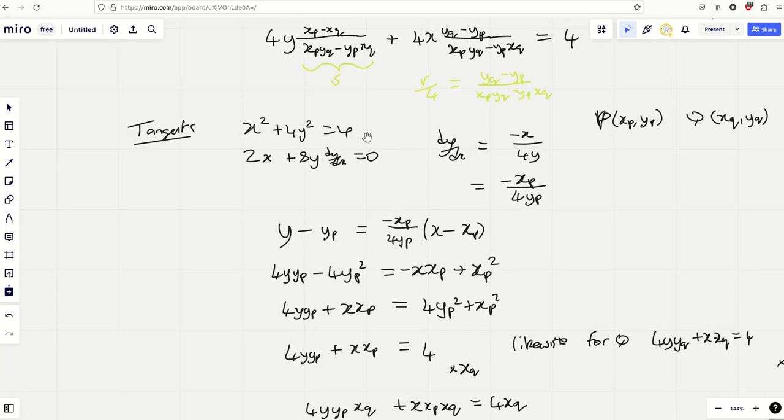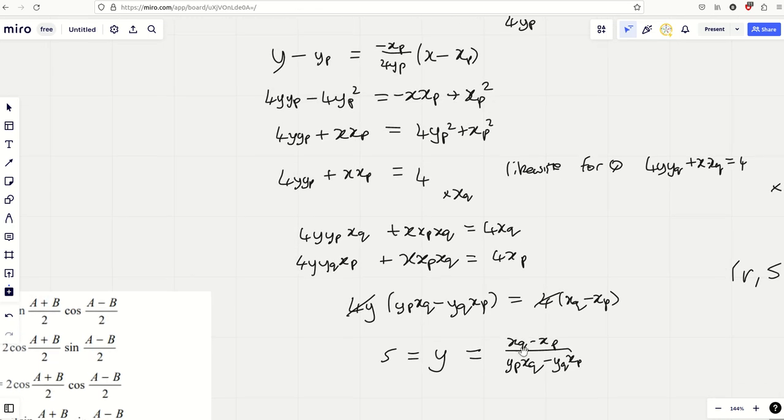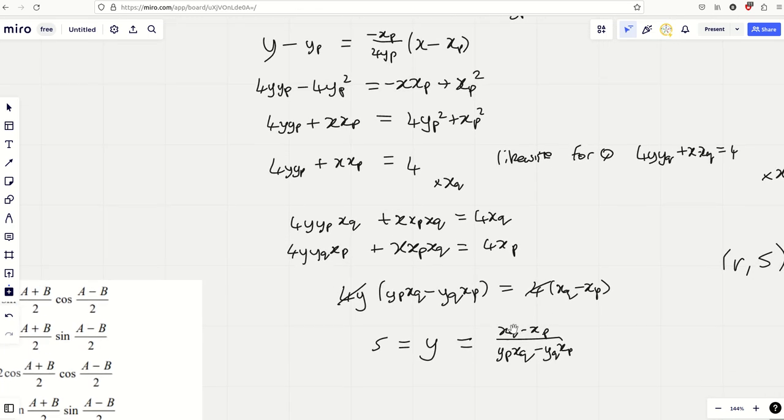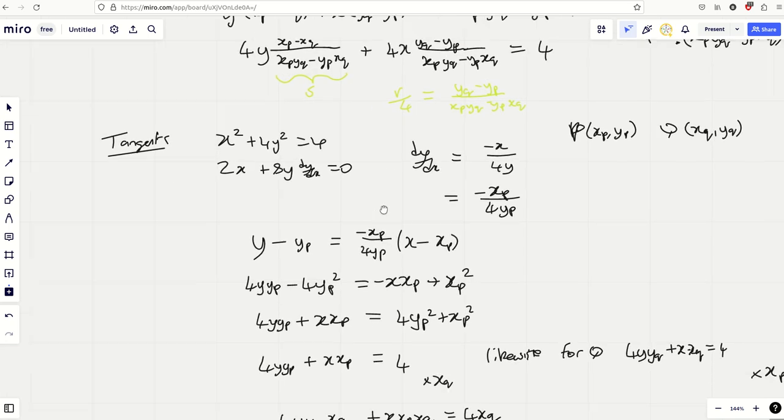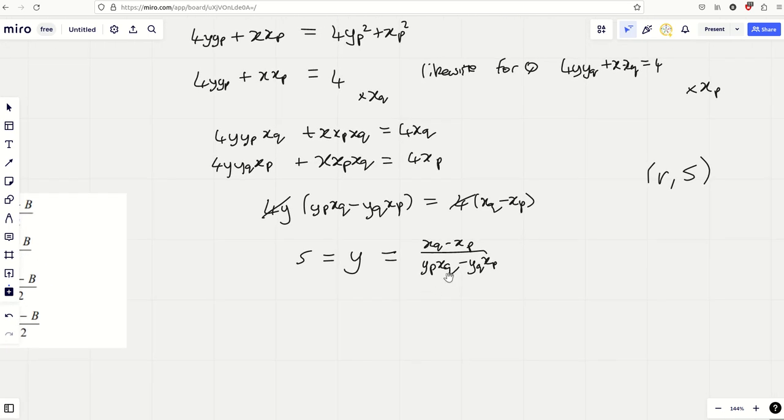Have a little look up here. Okay, we've got xp minus xq. We've got down here xq minus xp, so the top is back to front, but the bottom is back to front as well. xp yq minus yp xq, yp xq minus xp yq. This is back to front. It's exactly the same as the answer. All we've got to do is switch the signs on the top and on the bottom, and we've got exactly what we should be having, which is S, as required.